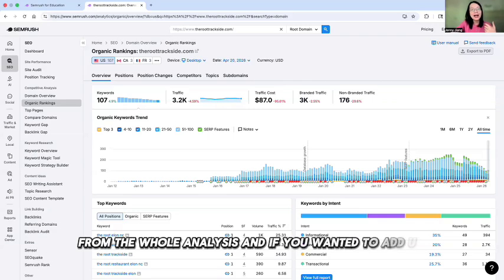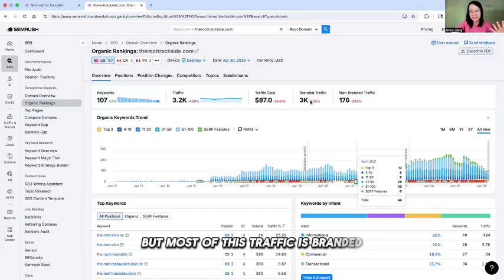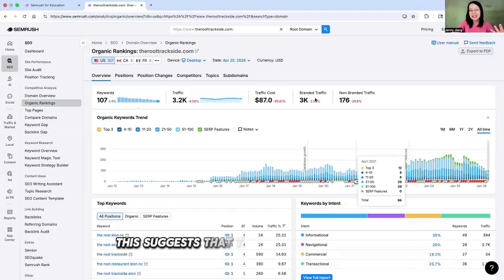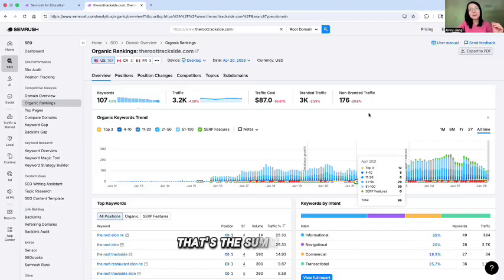And if you wanted to add a summary here, you can say something like this. The website has some search visibility, but most of its traffic is branded rather than non-branded. This suggests that the site performs better when users already know the business name, but it has weaker discoverability for new users searching more generally. Okay, that's the summary bar.